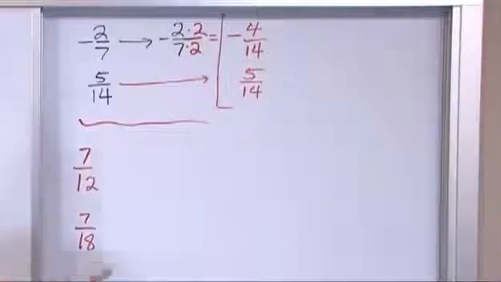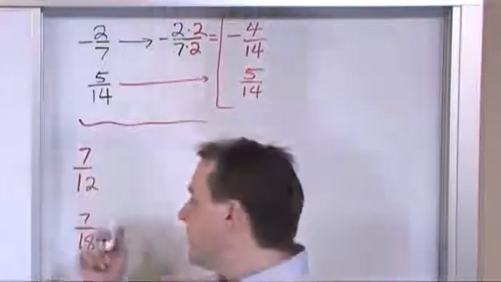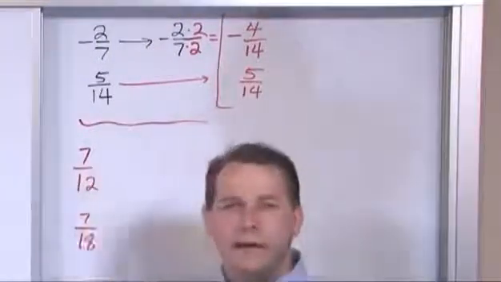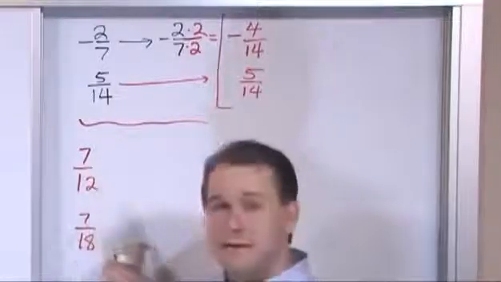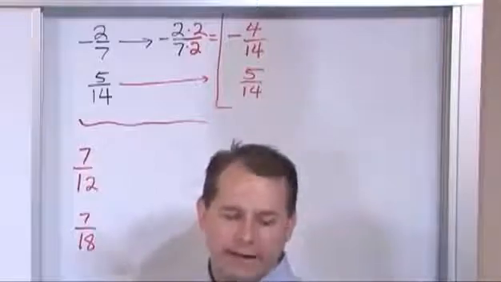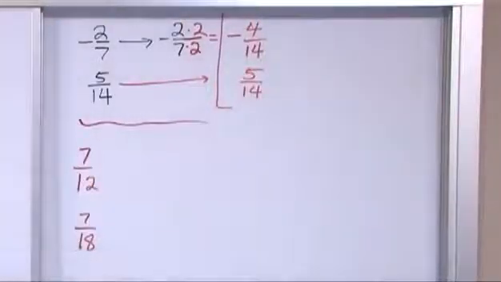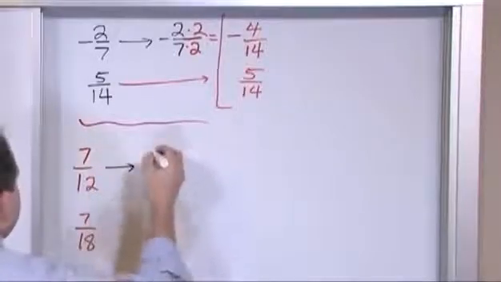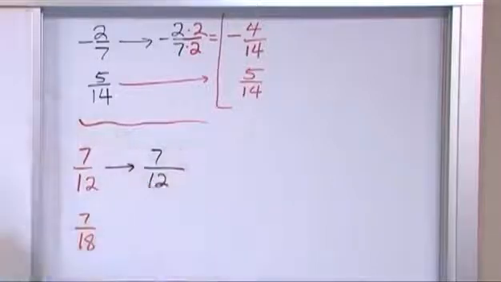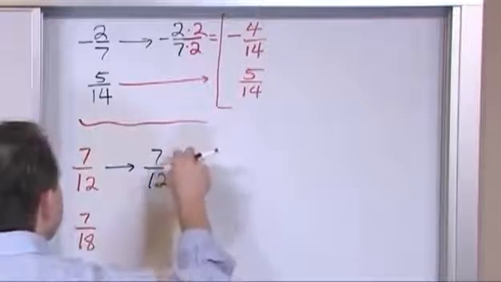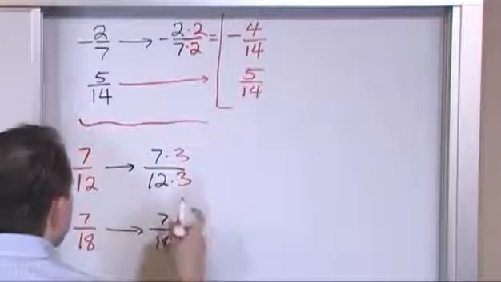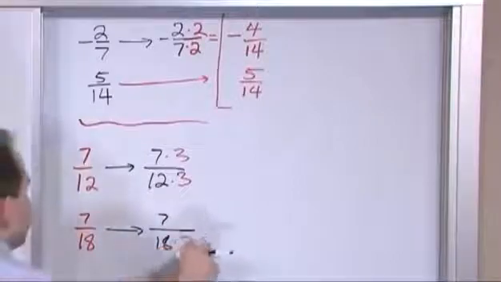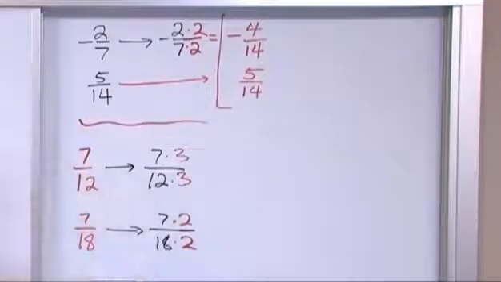What you need to do is try to find the smallest number that each of these denominators is going to be able to divide into. Another way of saying it, find the smallest number that I can get by multiplying each of these denominators by something. The smallest number that's going to work in this case is 36, because if I take 7/12, what if I multiply this by 3? And what if I take this one and write it as 7/18, and what if I multiply 18 times 2?